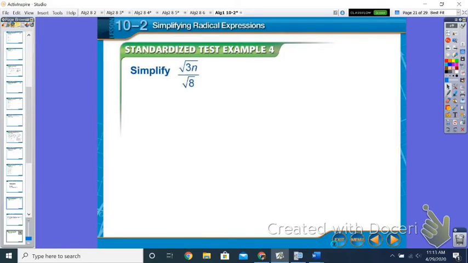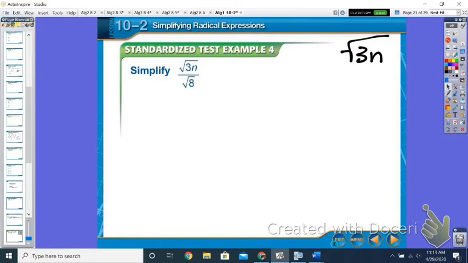So that'll happen here, right? So the square root of 3n over the square root of 8. So I want to consider each of those separately. If I think about the square root of 3n, 3 can't really go anywhere. It's prime already, just 3 times itself, or 1 times itself. And since there's only one n, I can't really do anything with that either. I can't bring anything outside. So the 3n is just as simplified as it can be right now.